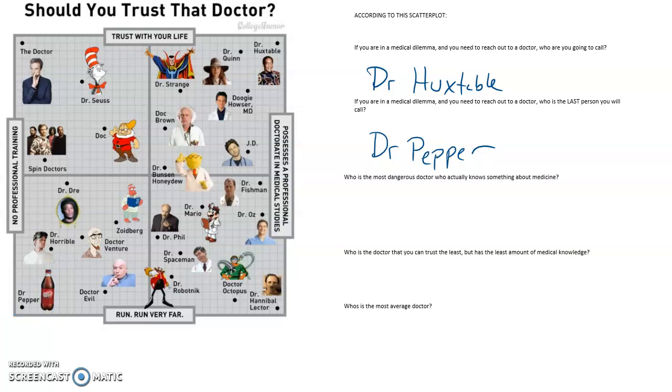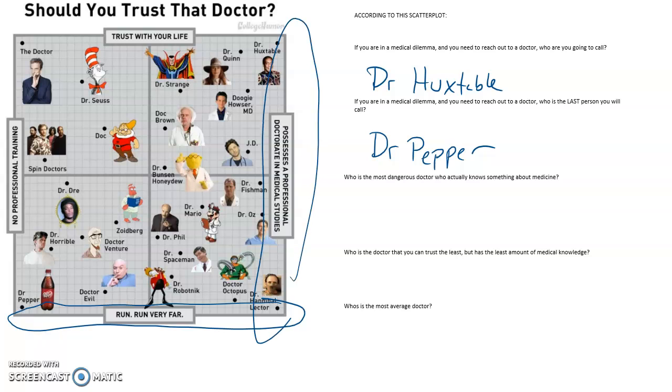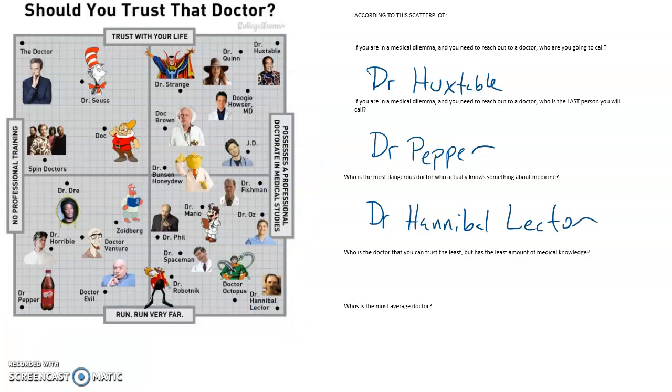Who is the most dangerous doctor who actually knows something about medicine? So in terms of most dangerous, we're going to be looking for the things down here, right? And then in terms of somebody who knows a lot about medicine, that's probably going to be Dr. Hannibal Lecter. And again, if you're ever unsure, you're always welcome to look up online who these people are. These are all fictional characters or people on talk shows and things like that.